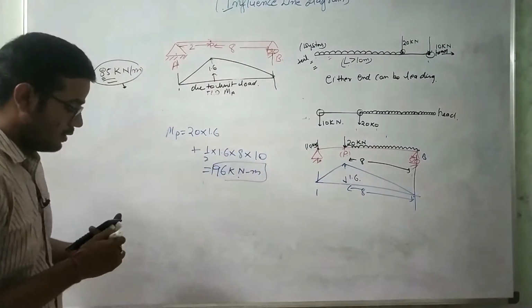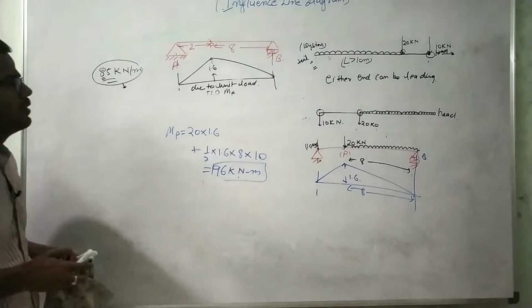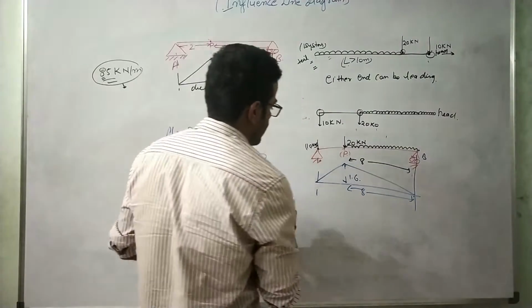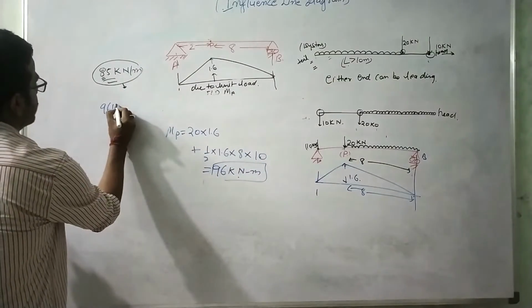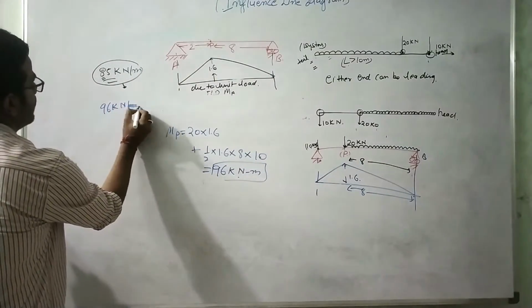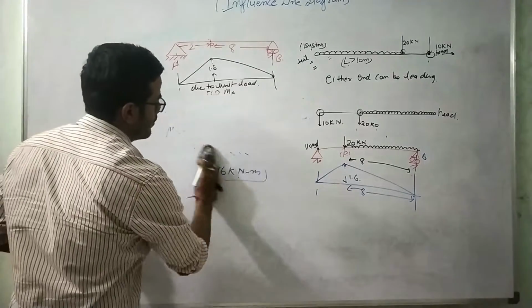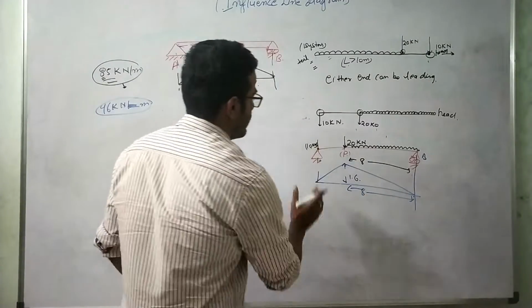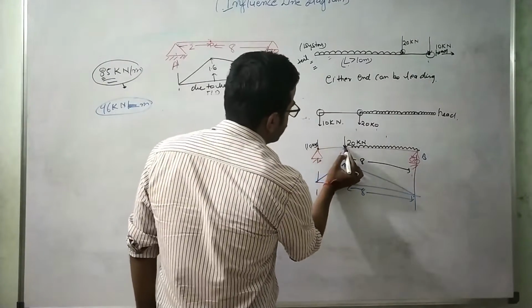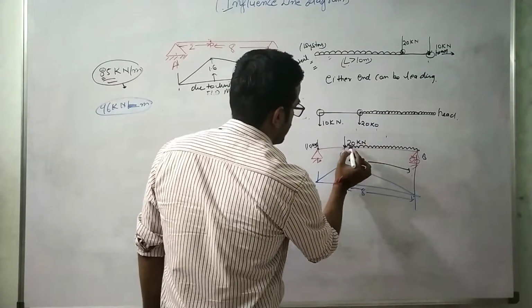Remember that thing. Now the value comes out to be 96 kilonewton meter for this load. Now, if you see clearly from this load system, if I move this 20 kilonewton load to this side.